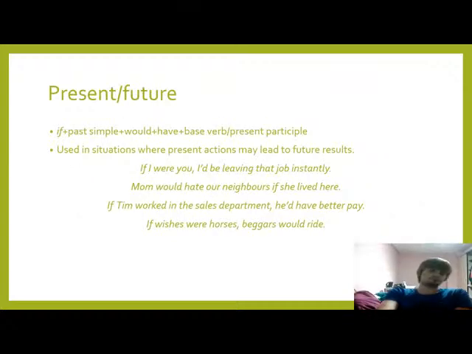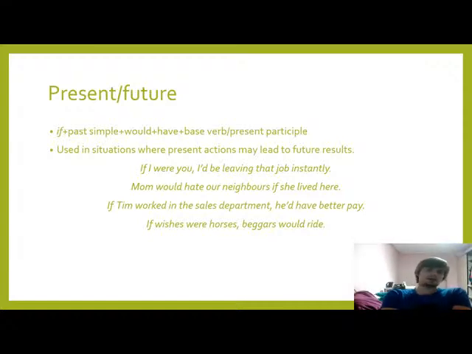Moving on. Now we have a present condition with a future result, which is constructed by if, followed by the subject, followed by a past simple construction, by the auxiliary verbs would and have, the base verb along with the base verb in the present participle. It's used in situations where present actions may lead to future results.